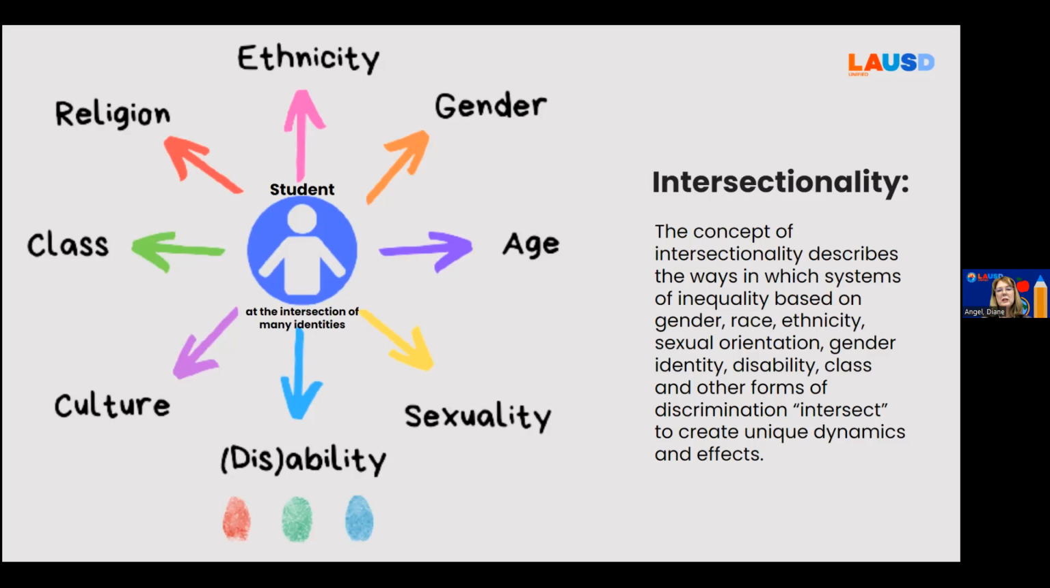Universal design for learning allows for all students to show their individuality and many hidden talented identities. Thus, the concept of intersectionality describes the ways in which systems of inequality based on gender, race, ethnicity, sexual orientation, disability, class, and other forms of discrimination intersect to create unique and dynamic effects.